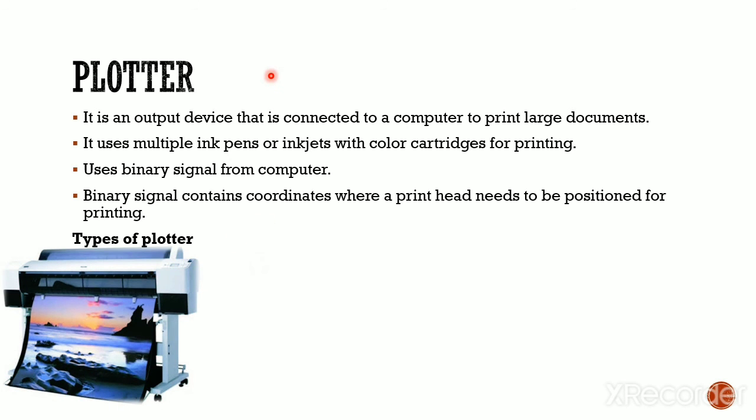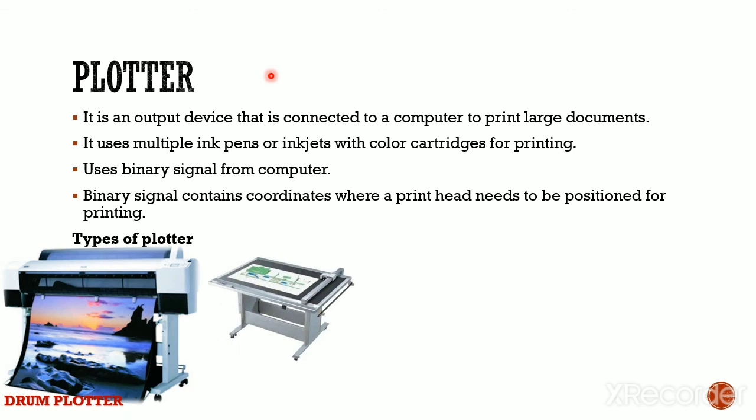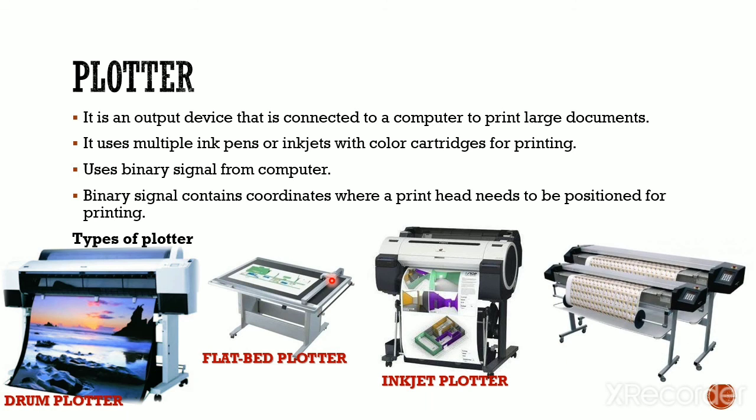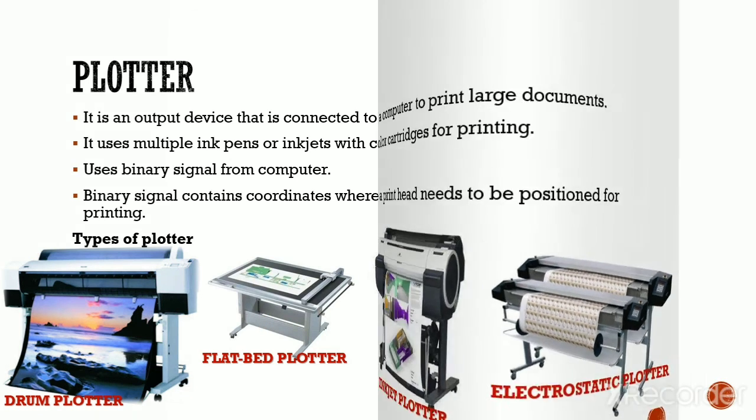Then the next one is types of plotter. You will be seeing all the images of the plotters. This is a drum plotter. Then this is a flat bed plotter because it looks like a flat bed. Then this is an inkjet plotter, and this is an electrostatic plotter. There are 4 types: drum plotter, flat bed plotter, inkjet plotter, and electrostatic plotter.